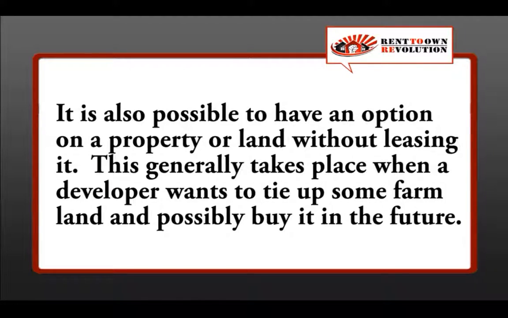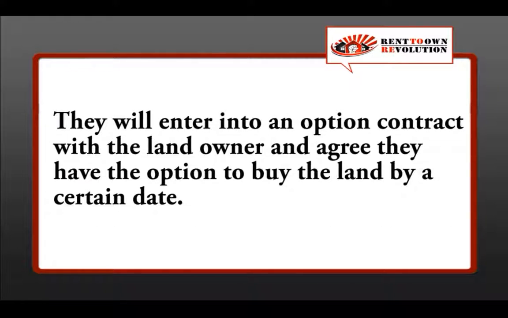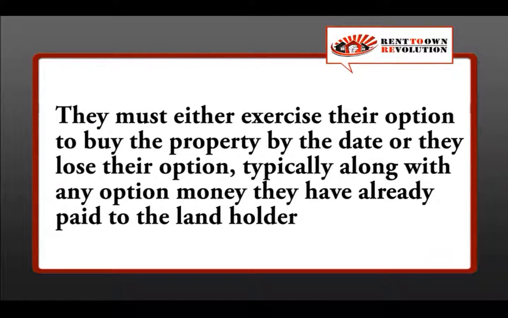This generally takes place when a developer wants to tie up some farmland, for example, and possibly buy it in the future. They will enter into an option contract with the landowner and agree that they have the option to buy the land at a certain date. They must either exercise their option to buy the property by that date, or they lose their option, typically along with any option money they may have already paid to the landholder.